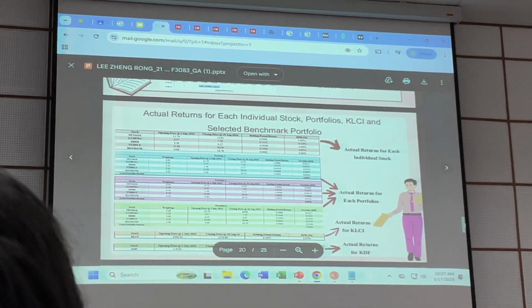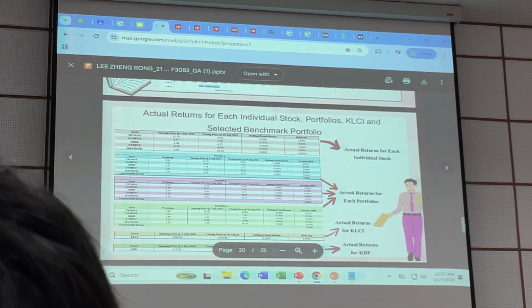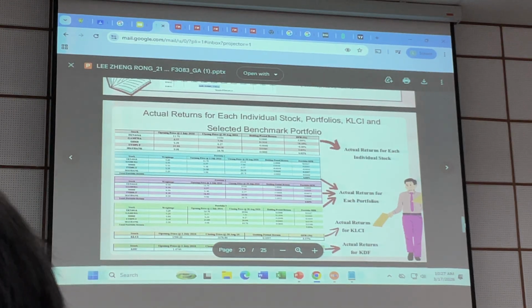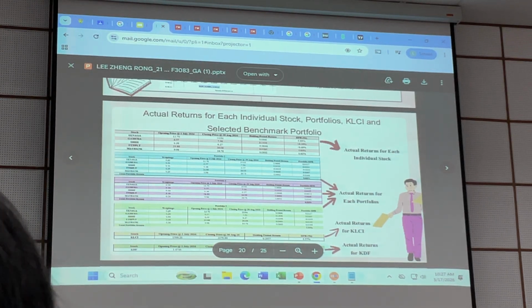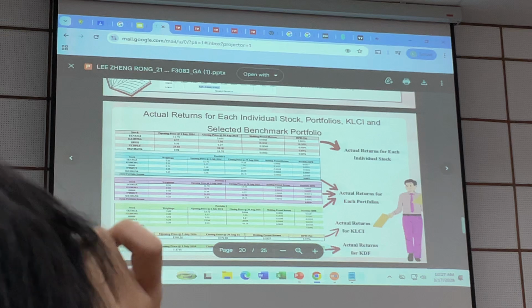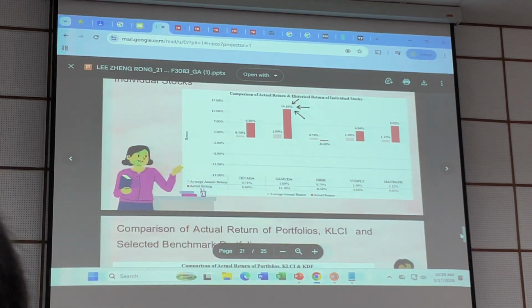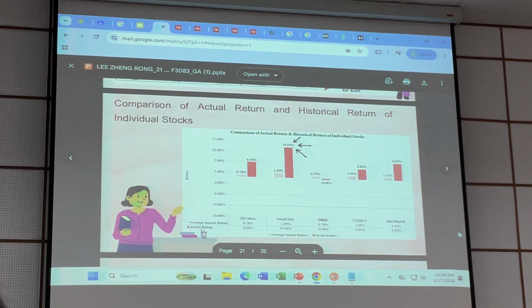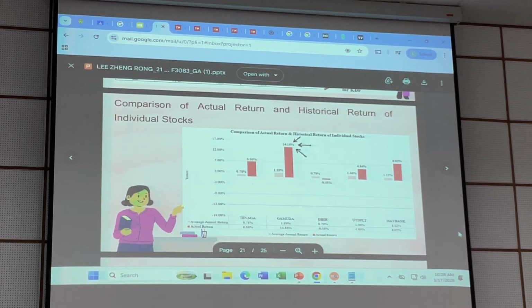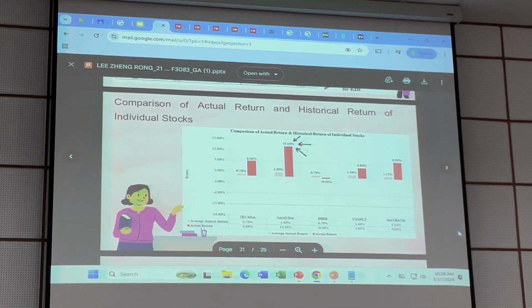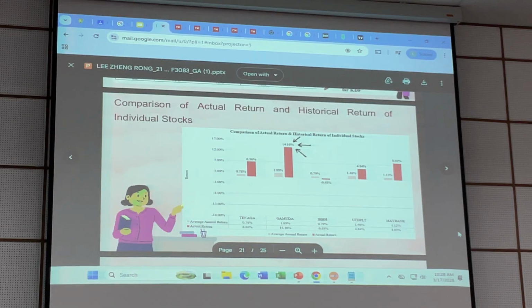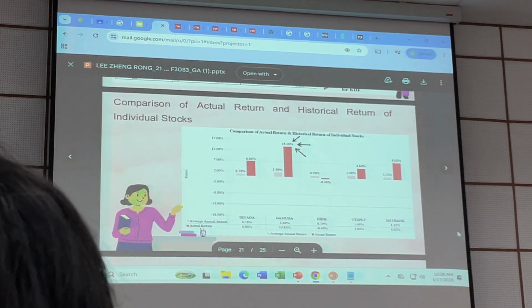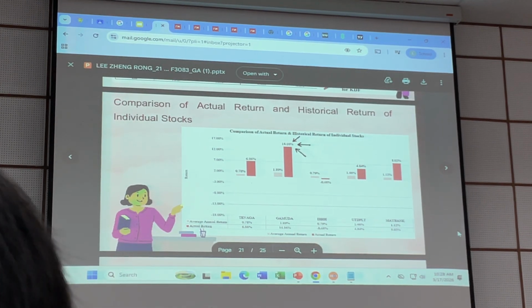Once you compute, you put the weightage for portfolio 1, 2, 3, and you come out with your portfolio return based on each portfolio, and compare with the KLCI and the unit trust as well. And finally, you compare this particular graph with these 5 stocks' actual return and average return. Actual return based on 3 months, average return based on past 4 years. And you can see Garuda has recently performed well in this particular example.